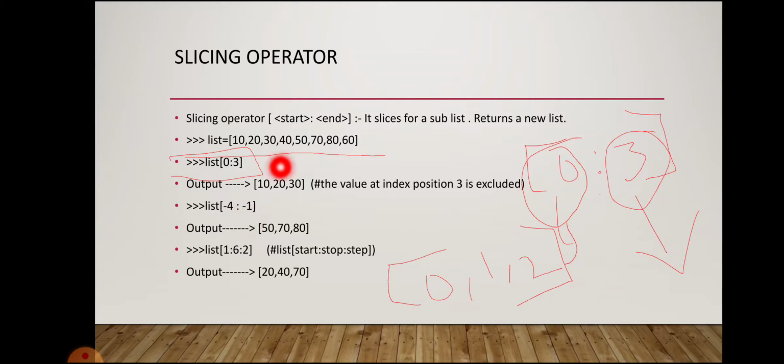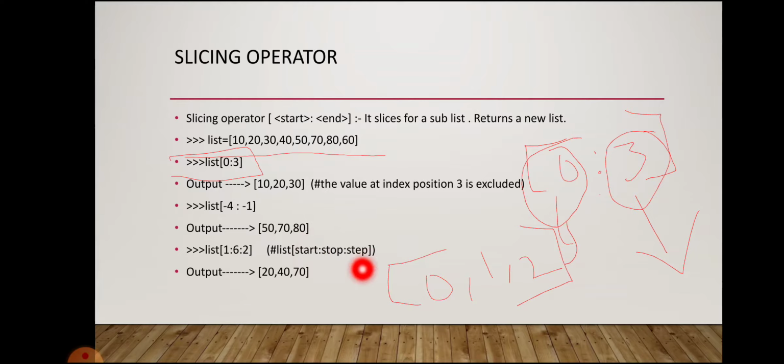We can also perform the slicing operator with negative indexing. List of -4 to -1. The -4th position is counted as -1, -2, -3, -4. From -4 to -1 means 50, 70, 80. We get the output as 50, 70, 80.